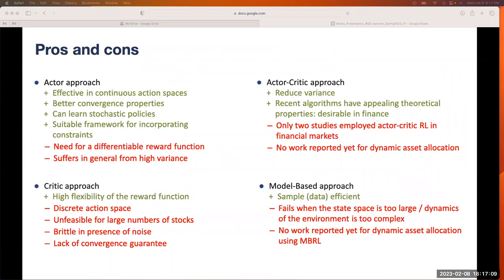Here I will only mention the major limitations of each class. The critic approach works fine, but only for discrete action spaces, like for instance, buy or sell. The actor approach allows for continuous actions, but suffers from high variance. The actor critic approach suffers from instabilities due to the different nature between the actor and the critic. And lastly, the model-based approach fails when the state space is too large and/or the dynamic of the environment is simply too complex to be learned.